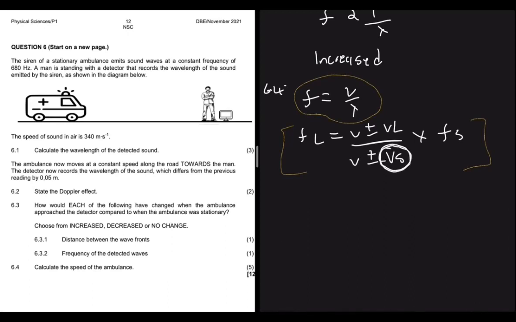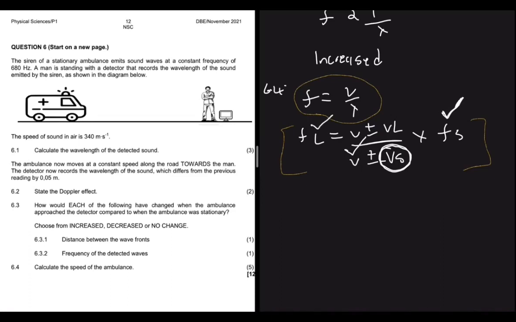We are interested in this Vs. We have V because V is the speed of sound in air, and then the frequency of the source, we have determined it. Oh no, we didn't determine it. It is given to us as 680 Hz.